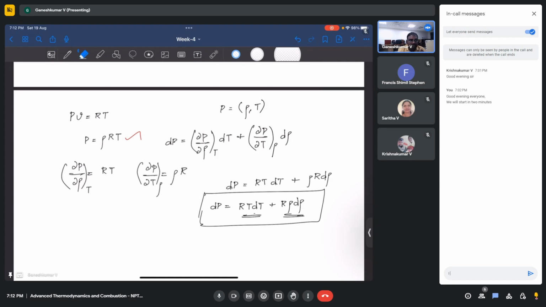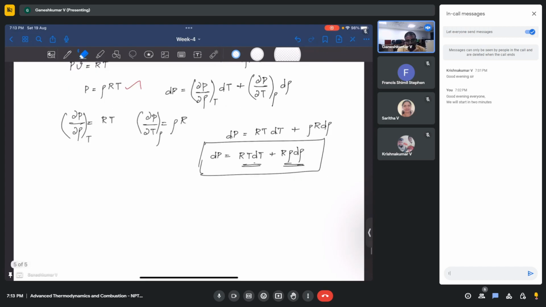There are some other functions where we can actually ignore such changes. Let's say it is not directly dependent in this form, P equals rho RT. Instead, it is dependent on some other form such that a very small change in rho doesn't give that large a change in pressure.